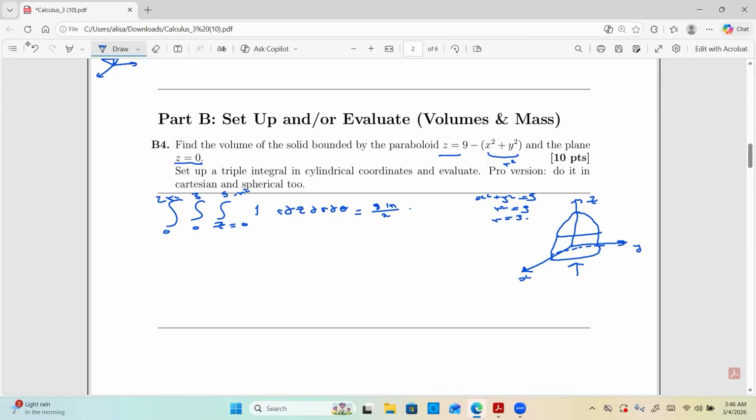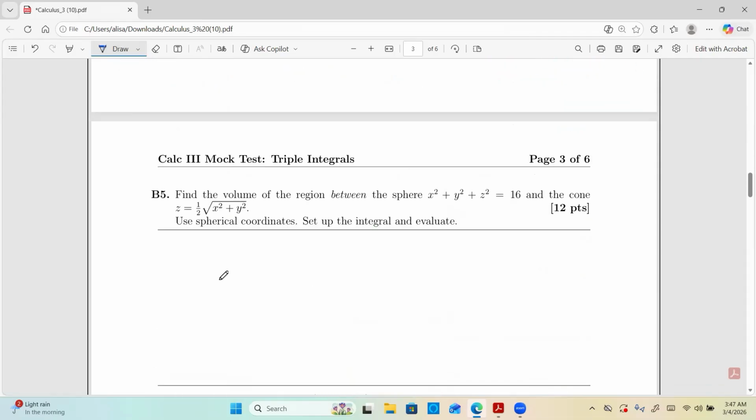If you attempt to do this in spherical coordinates, you will notice that you will have to use something related to solving a polynomial in degree 2 and using the quadratic formula. But I'll leave that for you as a challenge. Okay, so let's keep going. Let's discuss some more questions.